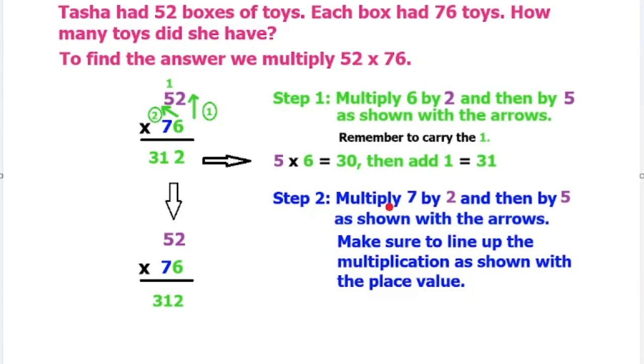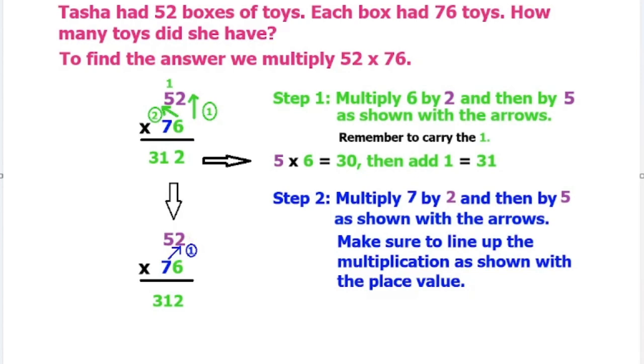So now we multiply this 7 by 2 and then by 5, as shown with the arrows. Make sure to line up the multiplication as shown with the place value, and I'll show you in a second. So we're multiplying this place value now. So the first number that we calculate, 7 times 2, we're going to put it right here. Line them up with this place value. Okay, so let's look at the arrows.